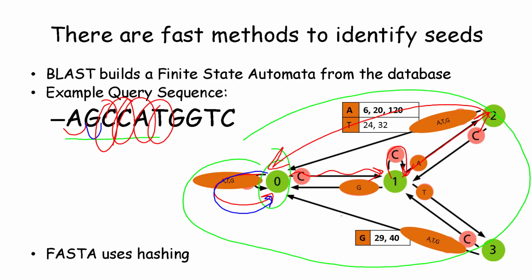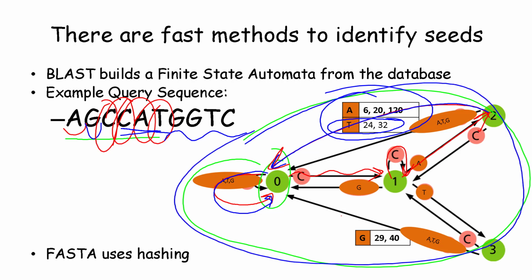Some of these transitions have associated outputs, such as when we took a transition T from state 2 back to state 0, we have an output that tells us that the triplet CAT is located at positions 24 and 32 of the database. We move along this state machine until we consume the entire query sequence, and when we are done, we would know where each of the query triplets are located in the database. I'm not going to discuss the details of how this state machine was constructed from the database.